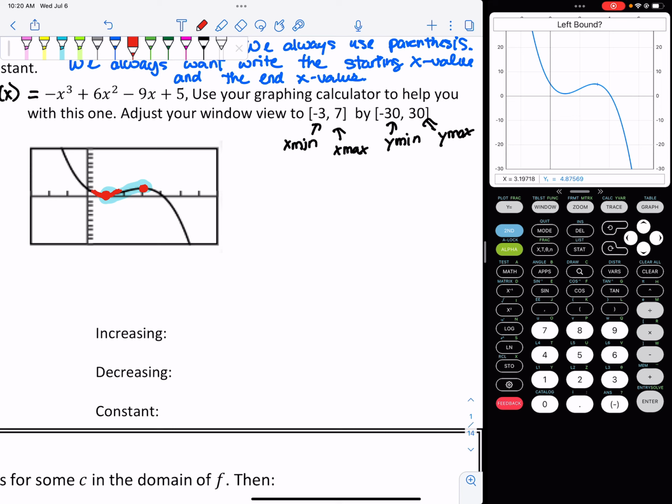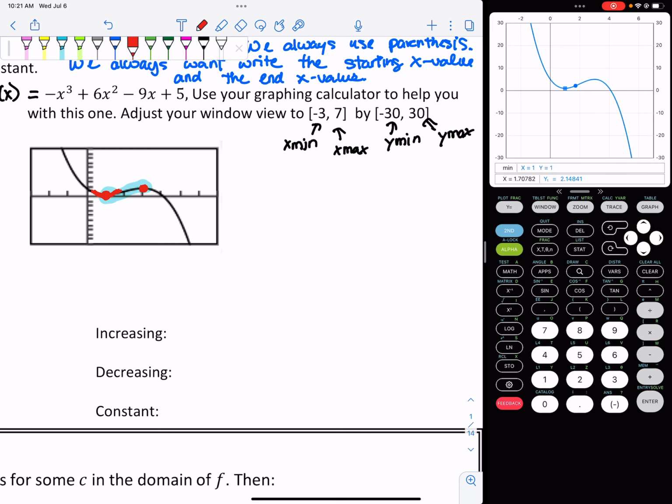Then it's going to ask you for the left bound. So you're going to go on the left side of the minimum. Press enter, and then go to the right side of the minimum. And then press enter. Your calculator will ask you to press enter one more time. So enter, enter, and then you will see the minimum. This point is at negative 1. Sorry, not negative 1, but positive 1, comma 1.